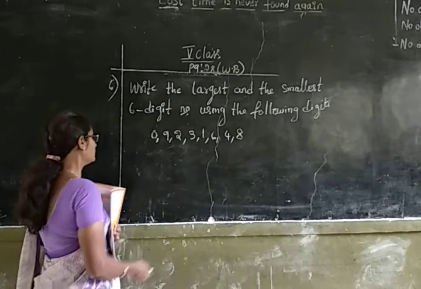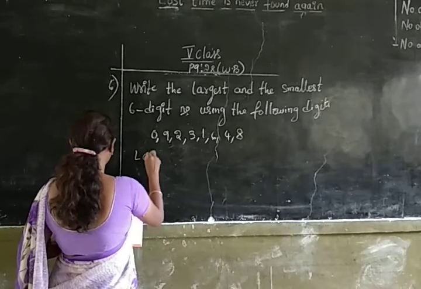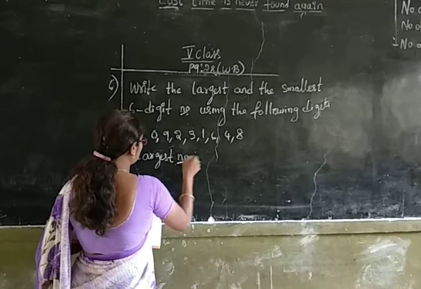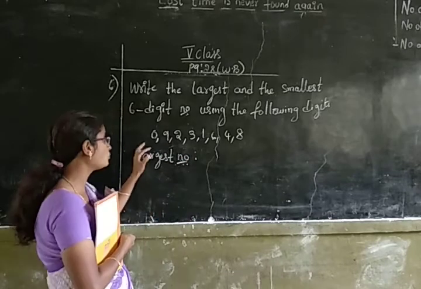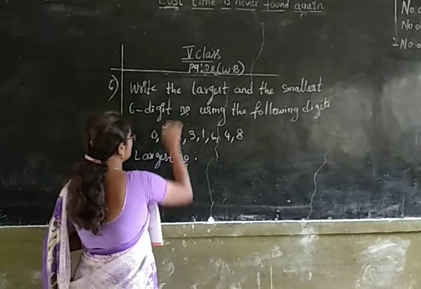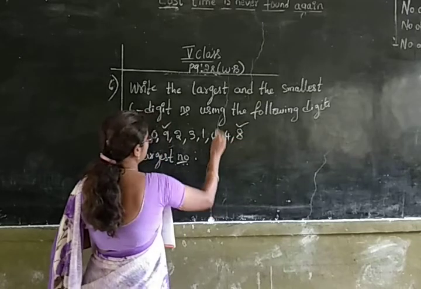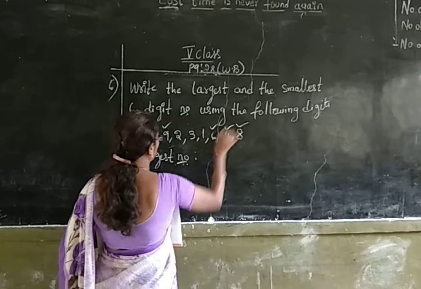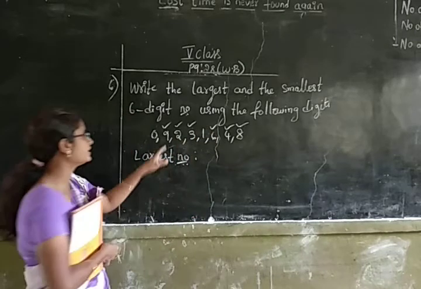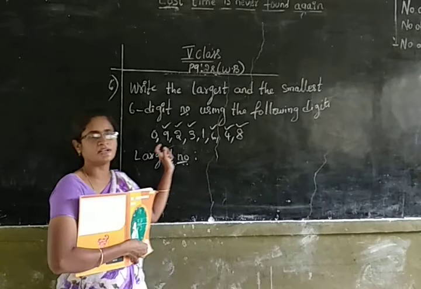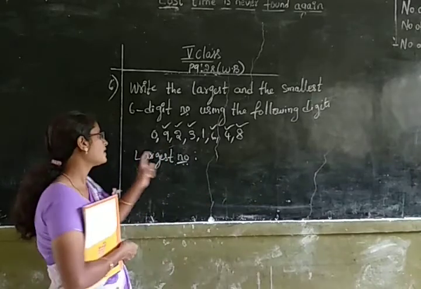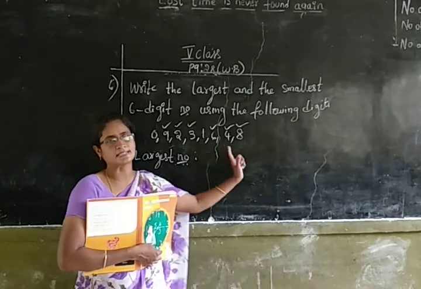First let us write down the largest number. For writing the largest number, you have to select the largest digits from the given digits. So which are the largest digits here? 9, 8, 6, 4, 3, 2. So I have selected the 6 largest digits from the given digits. Now I am going to write the largest number using these 6 digits.